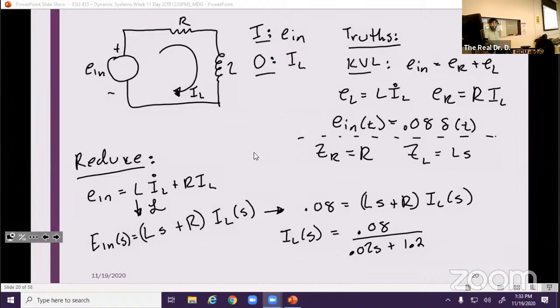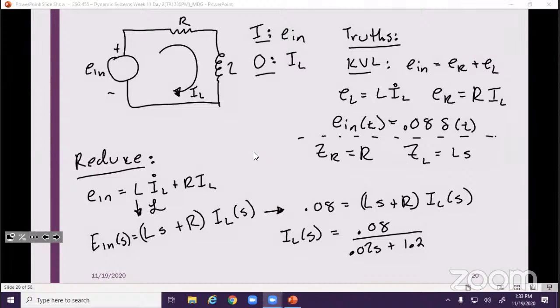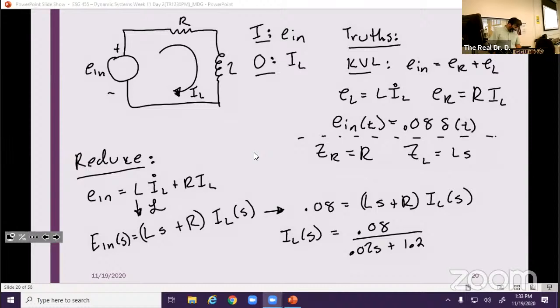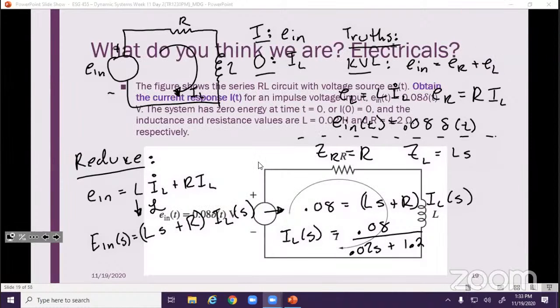I just plugged in and divided by Ls plus R. I have an expression for IL of S. Were the values for L and R given? They were in the problem statement. All right, I didn't see that. Thank you.